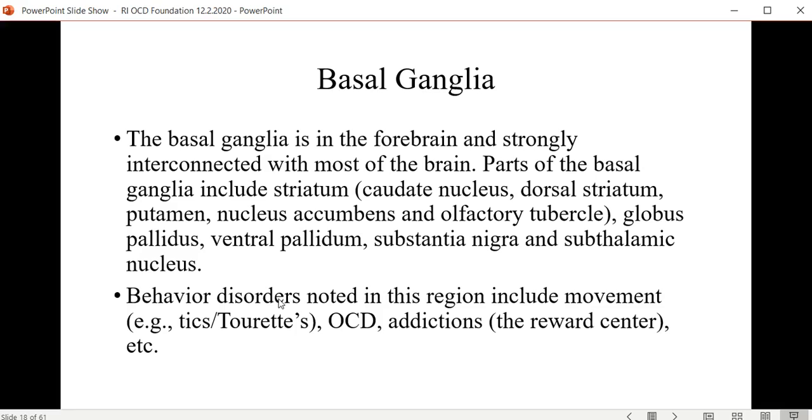But also to note that behavior disorders have been noted in this region, as I mentioned. Tic, Tourette, OCD, addictions of the reward center are also here. This is where Parkinson's occurs because dopamine, which is going to be mentioned in a minute, is diminished, and dopamine controls movement as well as focus and attention.